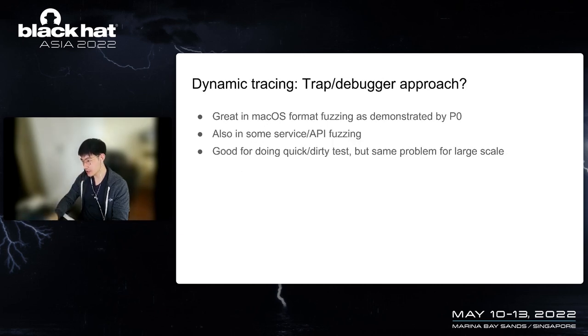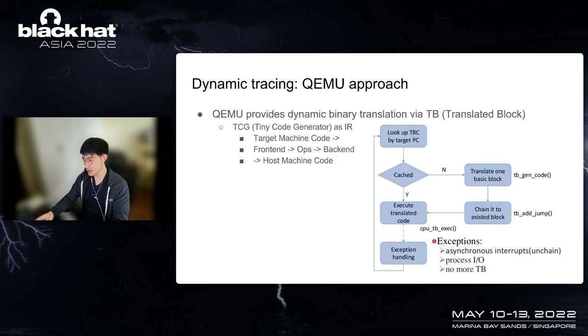If you choose a dynamic tracing approach, you still have some decisions to make. Do you want to use a trap or debugger approach? It is great in macOS format fuzzing, as demonstrated by Project Zero. It's also good for doing quick and dirty tests and fuzzing in the service APIs, but it has the same problem that it does not scale. So finally, we chose the QEMU approach for the dynamic tracing fuzzing.